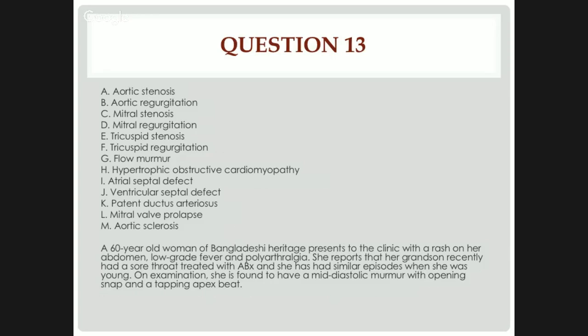So you can ignore basically the first three sentences if you want. You've got your buzzword sentence at the end. What is it? Very good. Mitral stenosis. Anyone know what all the Bangladeshi heritage and the low-grade fever and polyarthralgia is about? Not rheumatoid? Yeah, rheumatic fever.